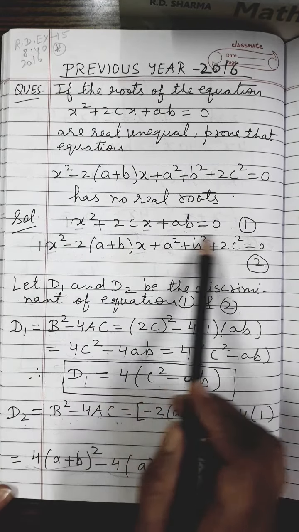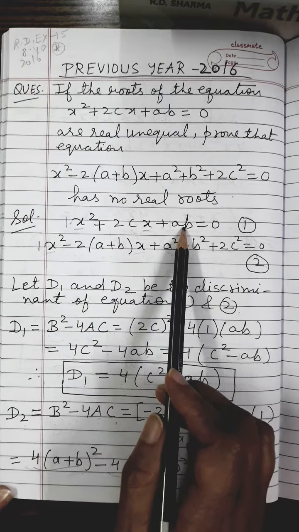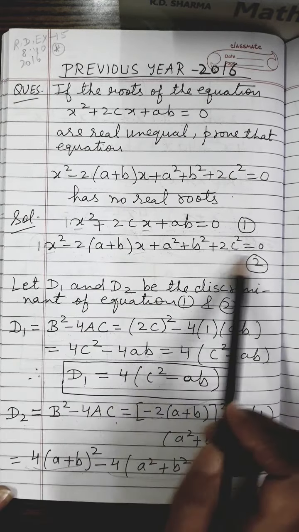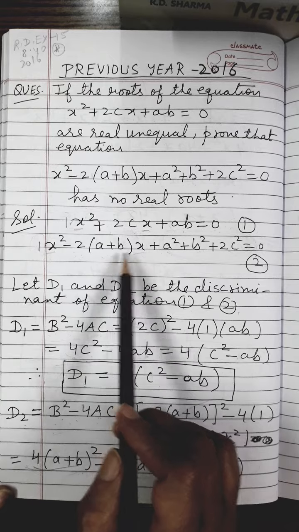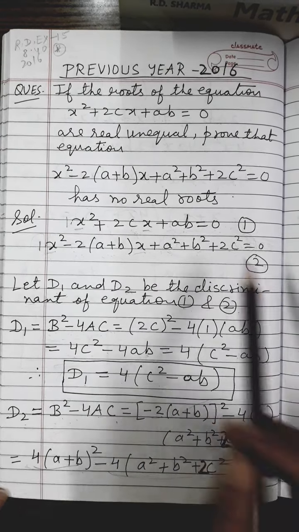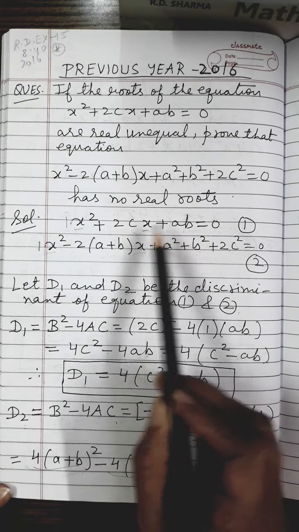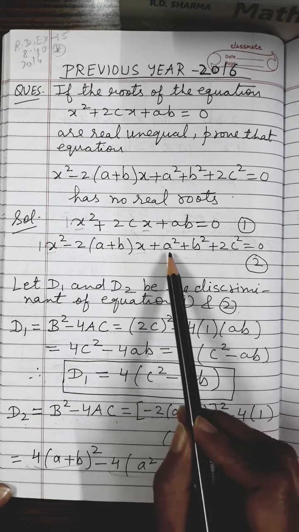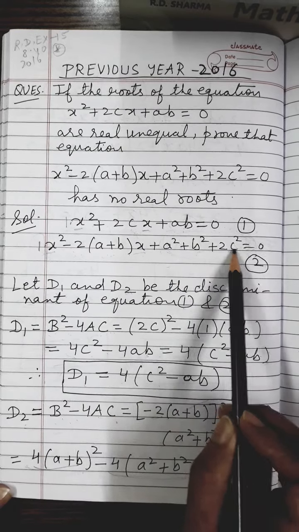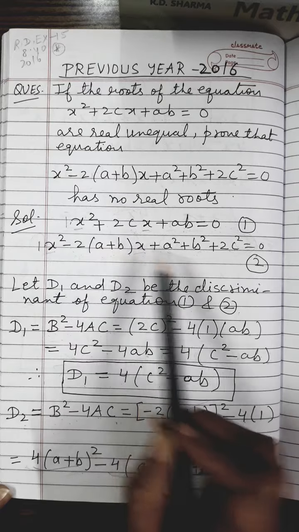You are given two equations. Number one equation is x square plus 2cx plus ab equals 0, and the second equation is x square minus 2(a plus b)x plus a square plus b square plus 2c square equals 0. The first thing to understand is that in both equations, a, b, c are constants. The only variable in both equations is x.